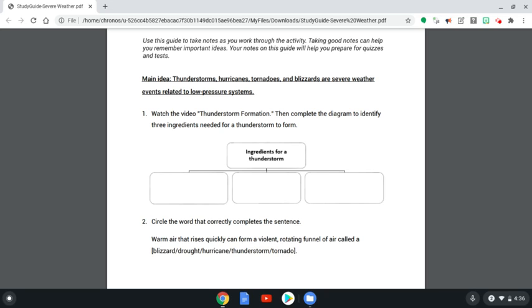Ingredients for a thunderstorm. First of all, we need warm air. The second thing is we need lots of moisture. And the third thing, we need something to make the warm air rise quickly. And we studied when we were talking about fronts that a cold front moving in can shove the warm air up because of the difference in the densities and the fast moving nature of the cold front.